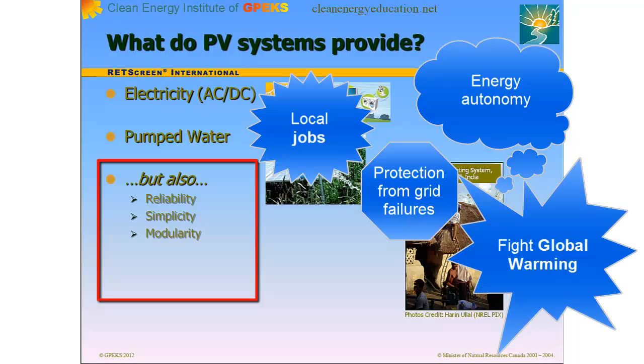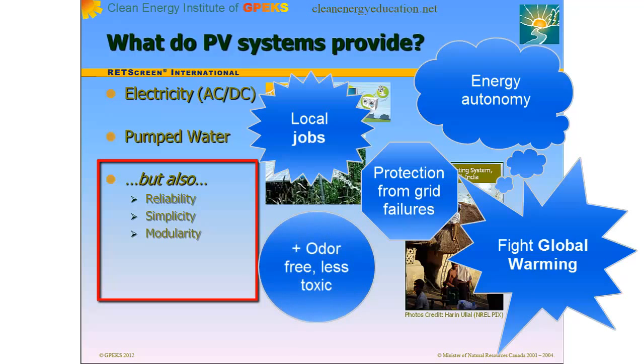Third, modularity. The power that a photovoltaic system provides under given conditions of sunshine is largely dictated by the size and number of photovoltaic modules in the system. Add more modules, and the system provides more power. This makes it easy to scale the size of the system in response to changes in the demand for electricity or the availability of capital.